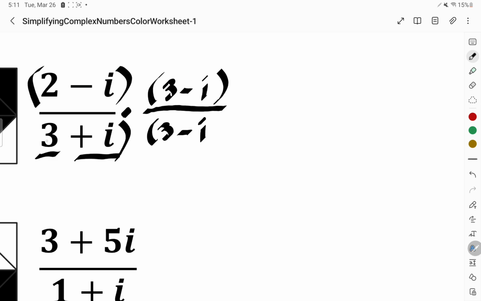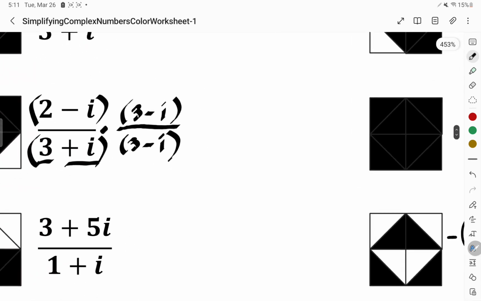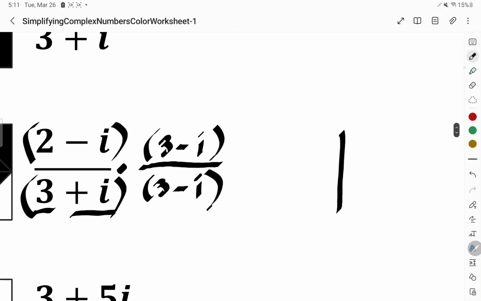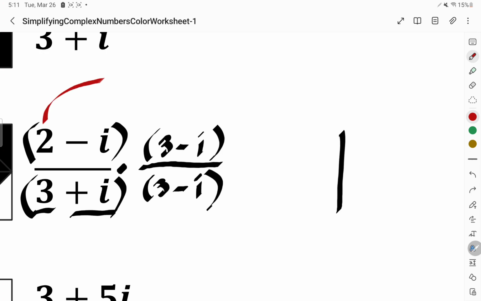And all I'm going to do is the FOIL method. I'm going to have to do it 2 times. I'm going to write my answer on the bottom, so I'm going to use all of this space right here. I'm going to start with the top. So let's go ahead and start. The first one, then the second one, we just do it. So the first one, you're going to multiply 2 times 3, which is 6.